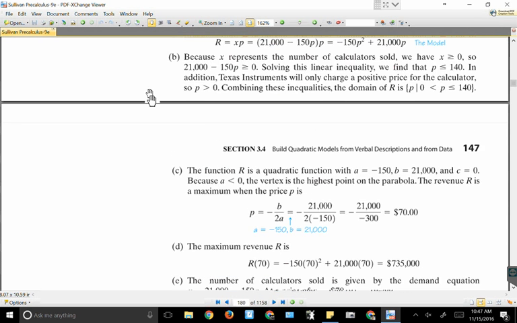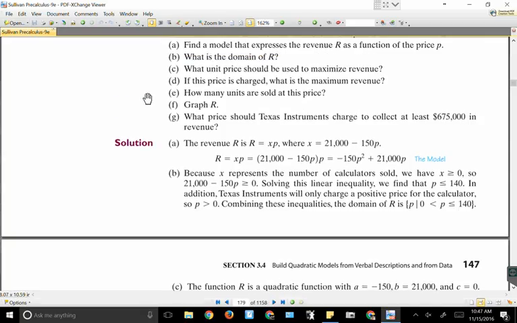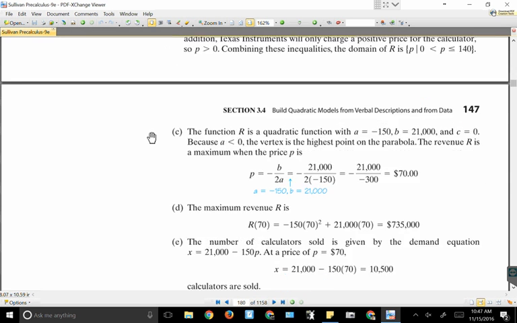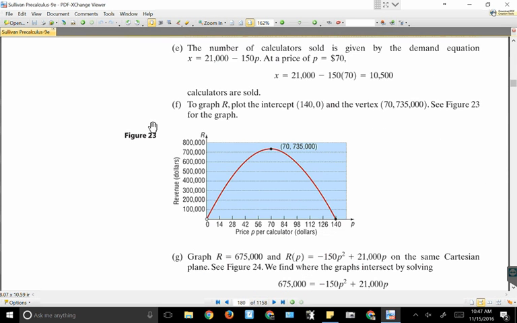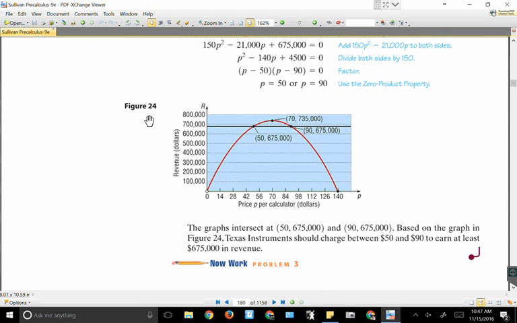Susan, what were the other questions that they're asking for here? Graph R: what price should we collect at least 675,000 in revenue? Well, if I wanted 675,000 in revenue, then I can put in my line at 675 and look at the intersections there. So if you had a price point of 50 calculators, you could still make that money. Or if you had a price point of 90, you could still make that money.